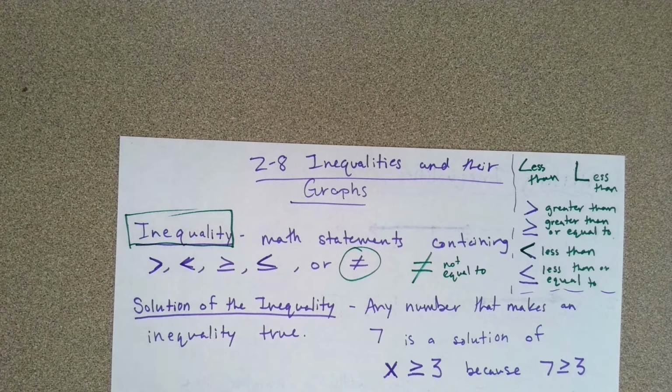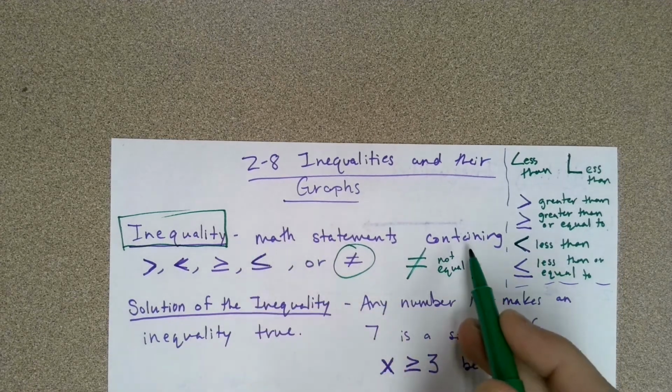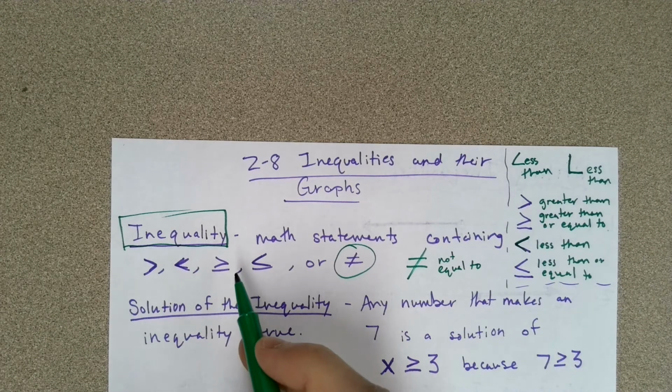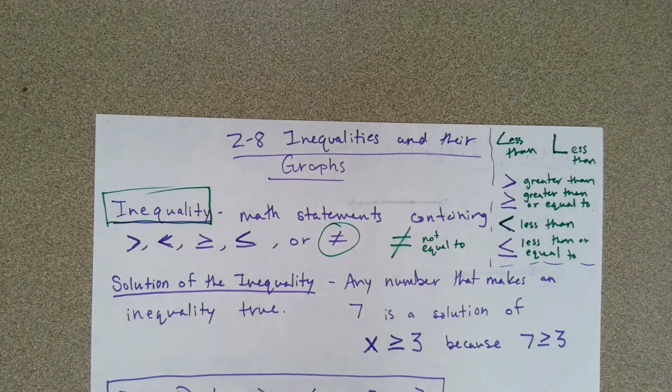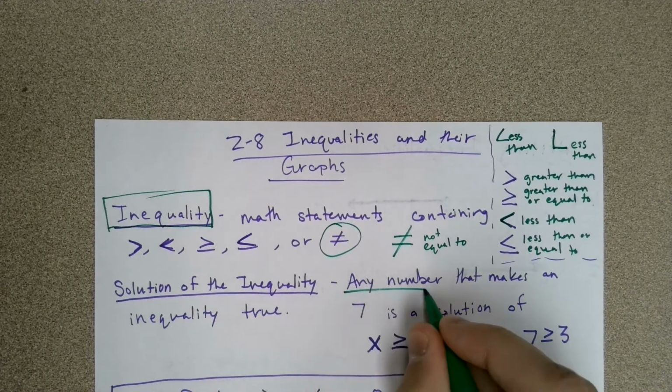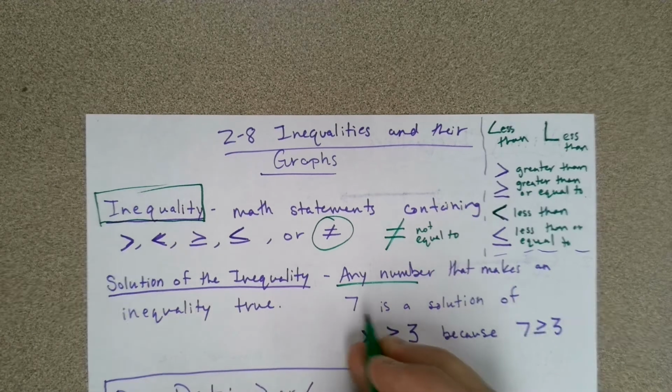Here we go. All right, so we have our inequalities. All that means is a math statement containing greater than, less than, greater than or equal to, less than or equal to, or not equal to. So there are solutions for these. We've been talking about solutions the past few days. They're ways that make a problem true. So a solution for an inequality is any number that makes the inequality true.